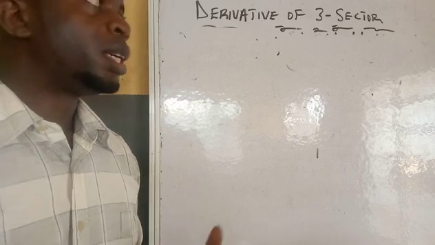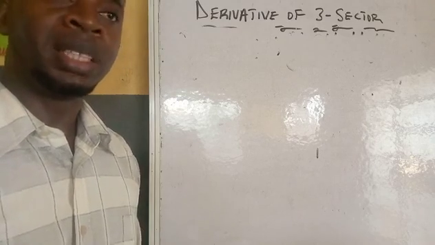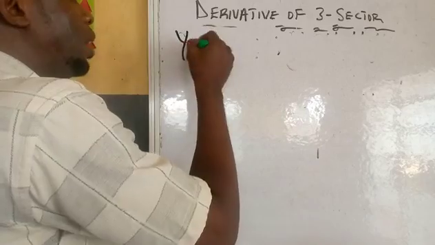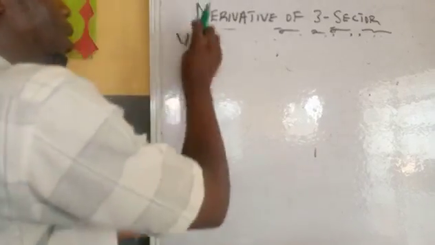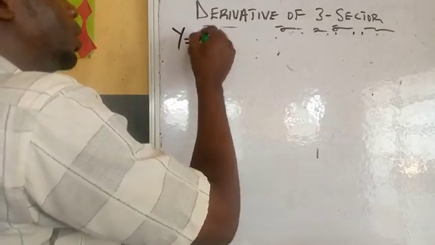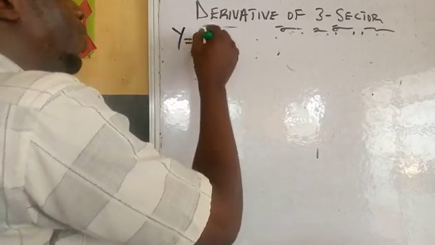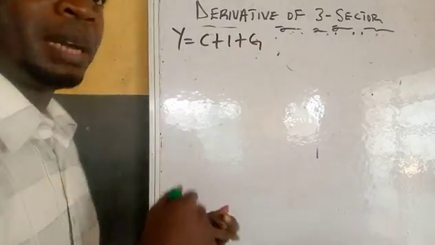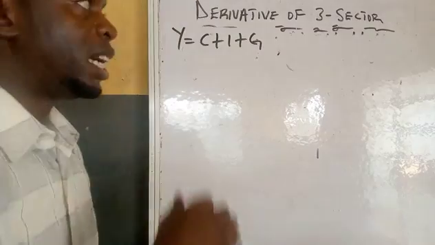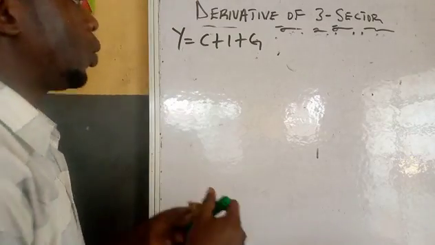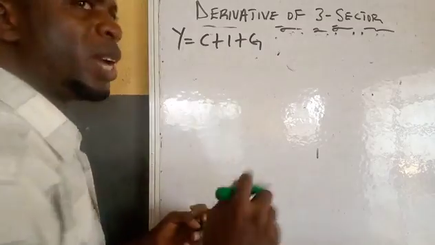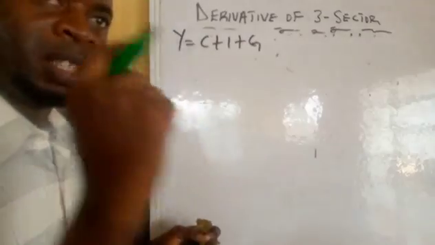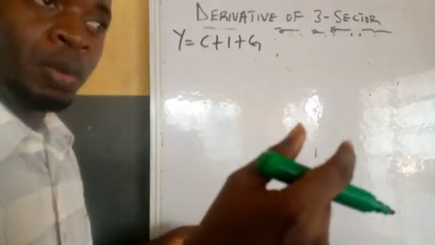Now in the three-sector model, we know what we mean by the three-sector model, just like Y equals C plus I plus G. You know what I mean. If you don't understand this model, please check our first video on the derivation of the three-sector model part 1. But we are looking at when tax is dependent on income now.